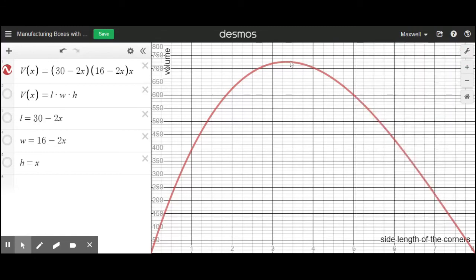So with Desmos, if we click on the top of this, we can see that 3.333 gives us a maximum volume of 725.926 cubic centimeters. So if you were this company, what that tells us is that if they cut out corners that are about 3 1/3 centimeters on each side, that would maximize the volume of this shape of rectangular prism, I guess you could call it.